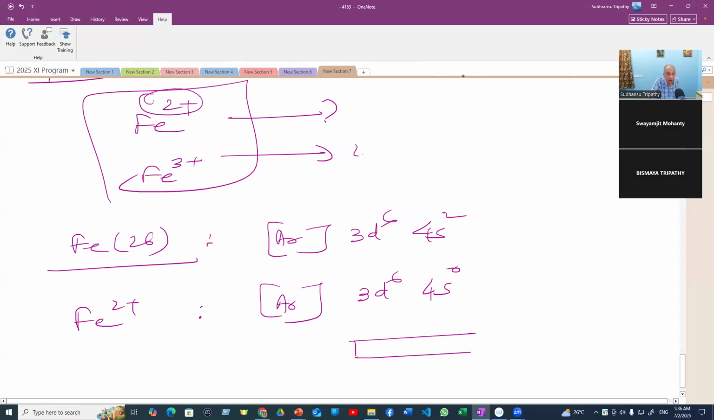And the number of unpaired electrons remain the same because it was paired. So whatever unpaired electrons were there in the neutral iron atom, same will be the case in the ferrous ion. Do you understand, Swayam?